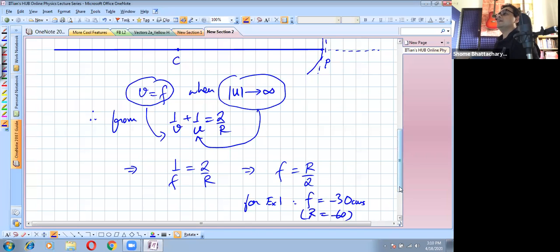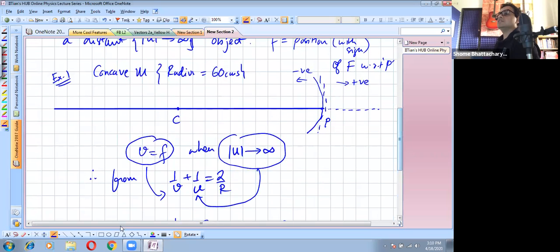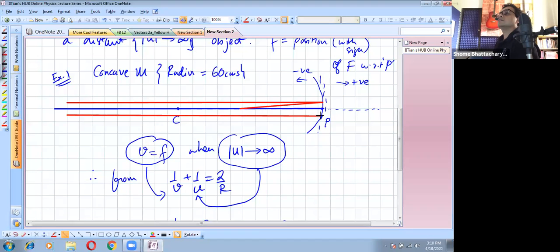Having done that, what this is telling me in terms of information is that any incident ray coming from infinity, that means it is nearly parallel to the principal axis, then after reflection it will form a real image. So all such rays, as long as they are paraxial, of course, remember we always are talking in the context of paraxial rays.